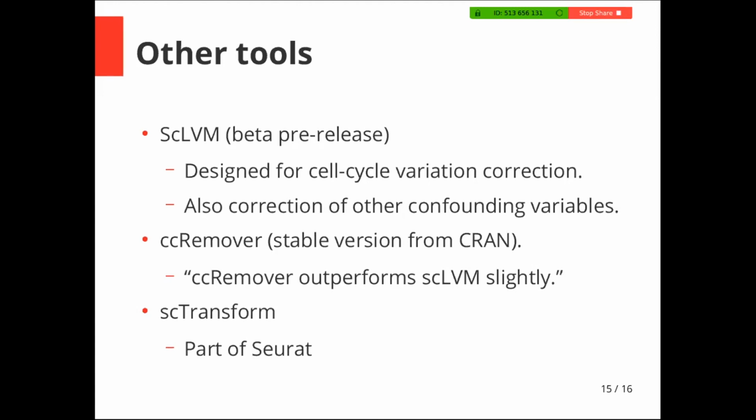And CC remover, they said that it outperforms scLVM slightly. I haven't tried myself, they have an R package. And scLVM is mainly designed for cell cycle variation removal, but they said that it also corrects other confounding variables. But in their GitHub, they said that for this they don't have a manual yet, and the program itself is in beta pre-release, so probably I'll wait until there comes a stable release, and then I will try to use it.